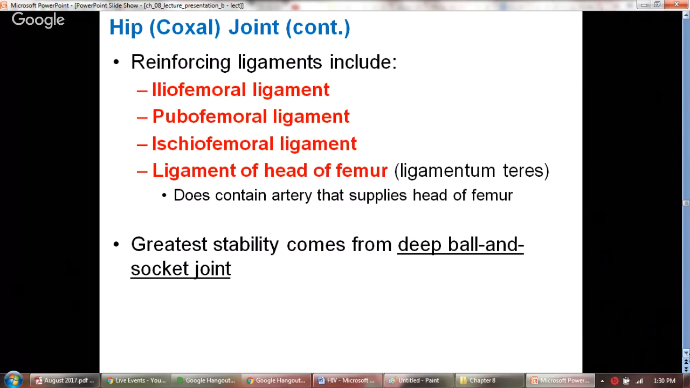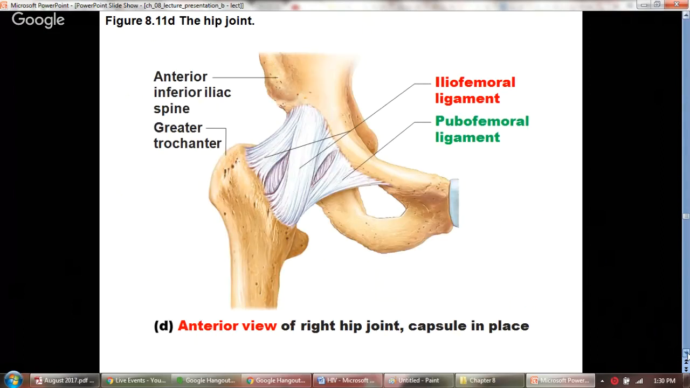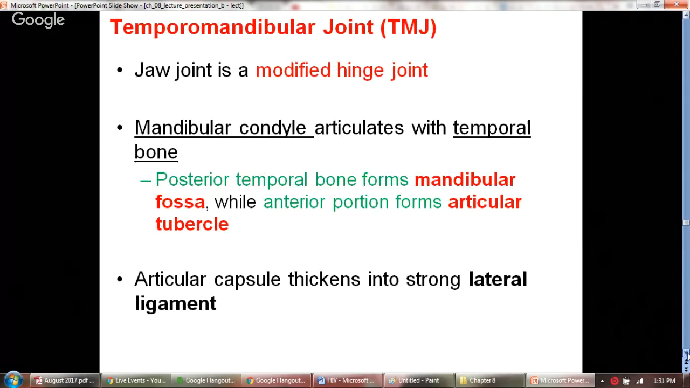The greatest stability comes from the deep ball and socket joint itself, and you would see that obviously it's a great fit between the acetabulum and the head of the femur. And here you would see the different ligaments, the iliofemoral ligament and the ischiofemoral ligament, which stabilize the hip joint. Anteriorly, you would see the iliofemoral ligament as well as the pubofemoral ligament.